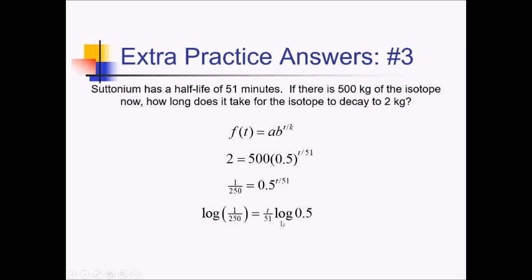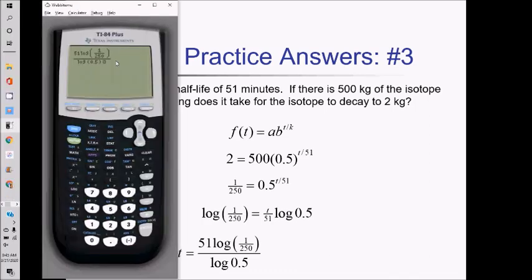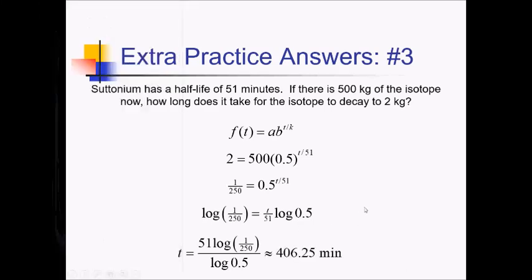Next, to solve for t, I've got to do a little bit of algebra here. So I can multiply both sides by 51 to get that away from the t. So we still have a log of 1 over 250 getting multiplied by 51 over there. And I'm also going to have to divide by the log of 0.5, so that goes down below all of that stuff. And now it's up to the calculator. So making use of my calculator's fraction mode, that's the alpha y equals that gives you fraction stuff. Plugging all this in, it's going to come out to approximately 406.25, and that's in units of minutes.